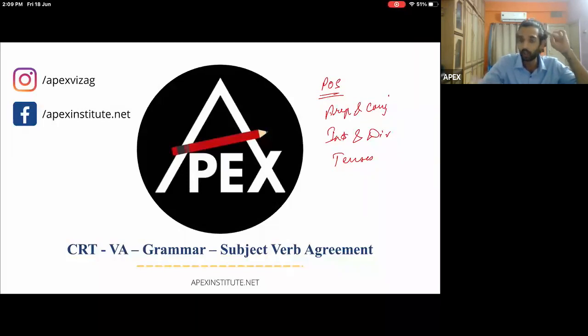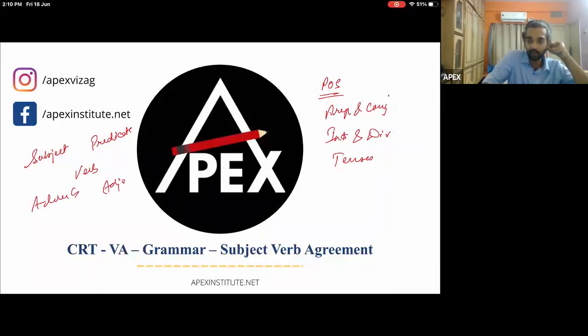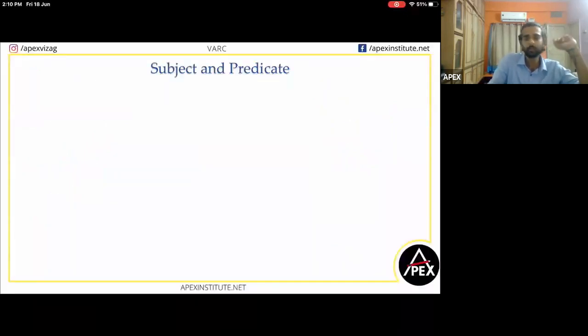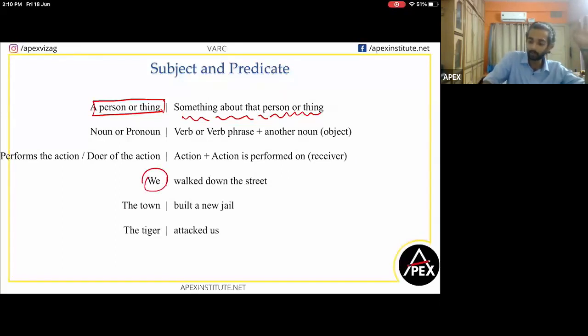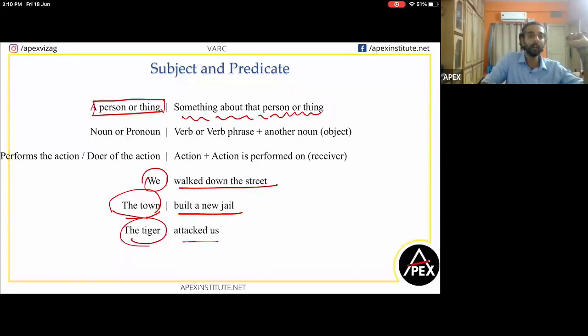So can I say that you very well understand what a subject is and what a predicate is, what a verb is, what an adverb and an adjective are? Okay. Good. So basically, what is a subject and predicate? A subject is nothing but a person or a thing that we are talking about, and a predicate is anything that we are telling about that person or that thing. For example, "we" becomes a subject, "walk down the street" is a predicate. "The town" becomes a subject, "built a new jail" is a predicate. "The tiger" will become the subject and "attacked us" will be the predicate, right?